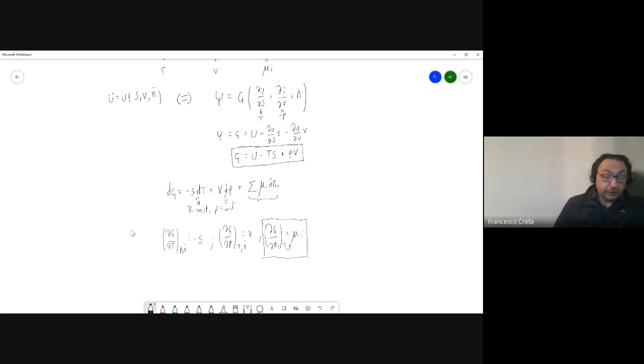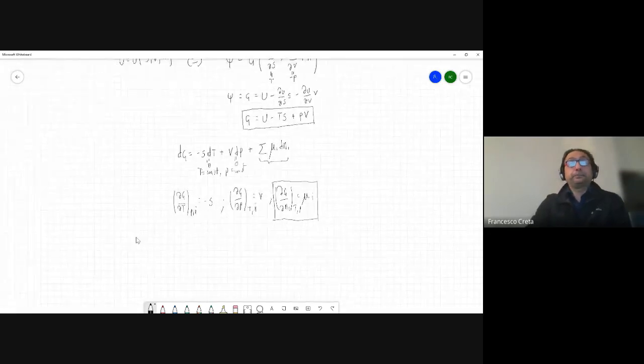The chemical potential mu of i is essentially called the partial molar Gibbs energy. So essentially, it's the increase of Gibbs energy by virtue of an increase of 1 mole of one substance in a mixture. We're going to define what a mixture is later on, but keep in mind that we can really define all sorts of chemical potentials and their derivatives.